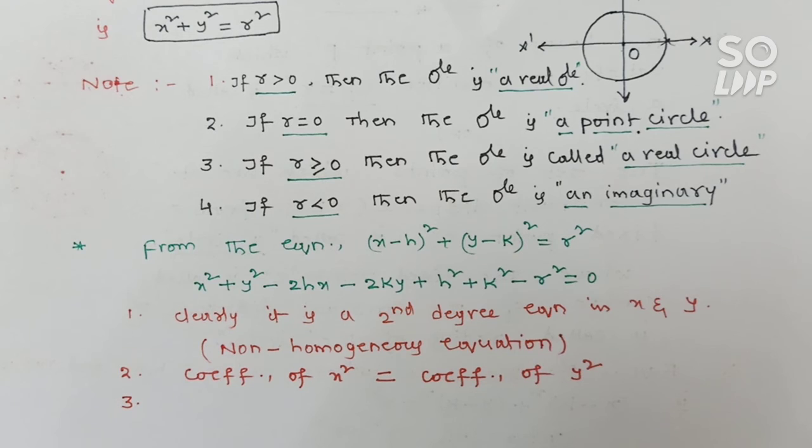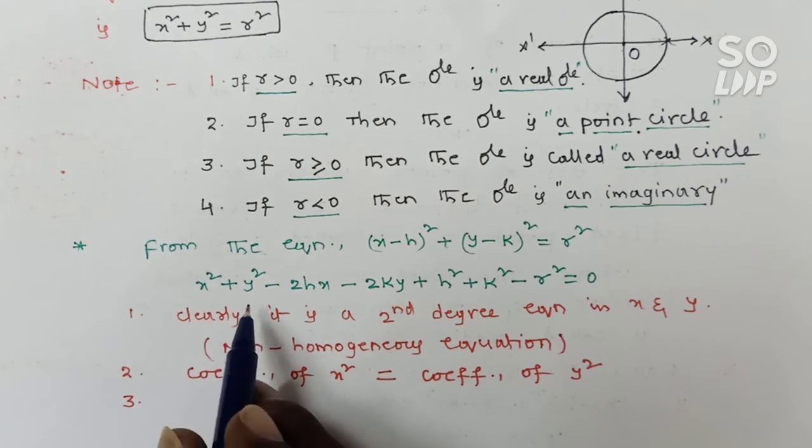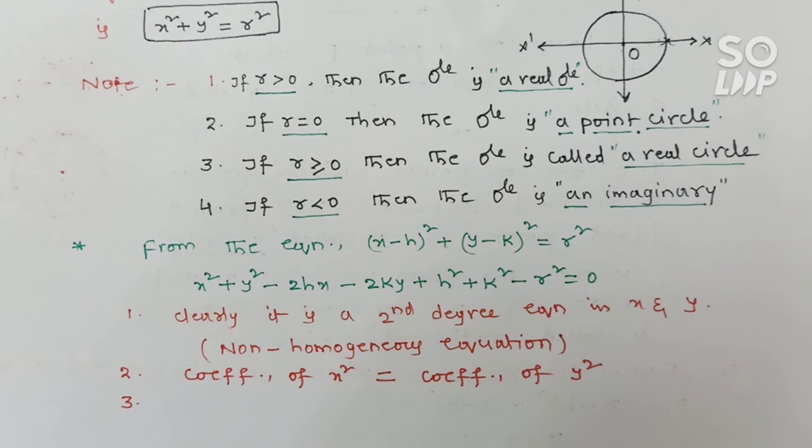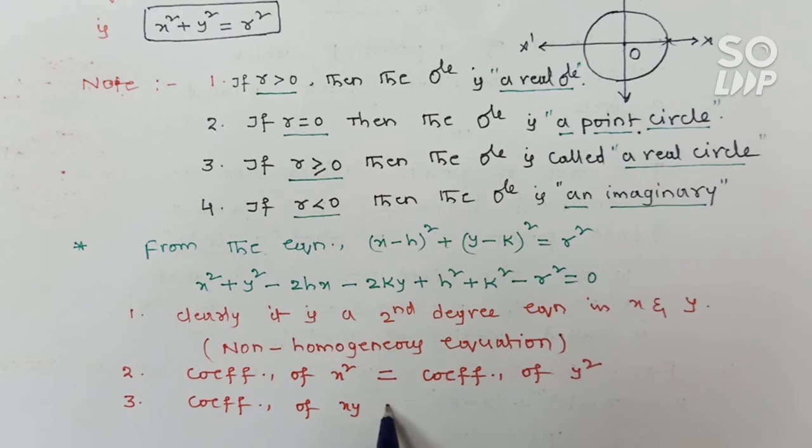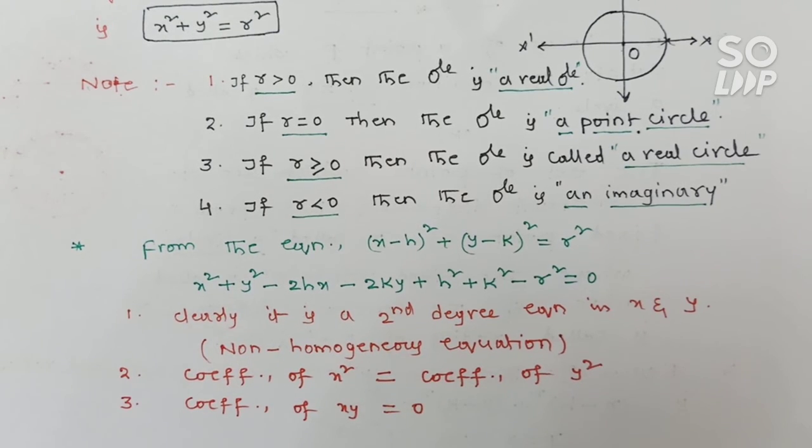The third condition is, generally a second degree equation will include an x into y term, but in this expansion there is no x into y term. So no xy term means the coefficient of xy is equal to 0. So what is the third condition? Coefficient of x into y is equal to 0. So this is the next condition.